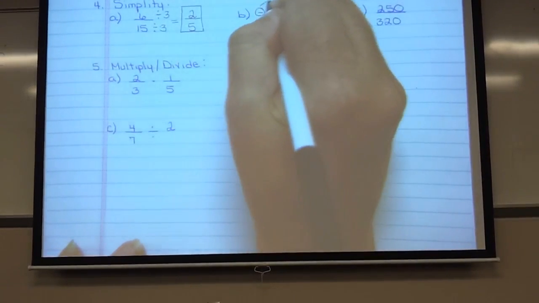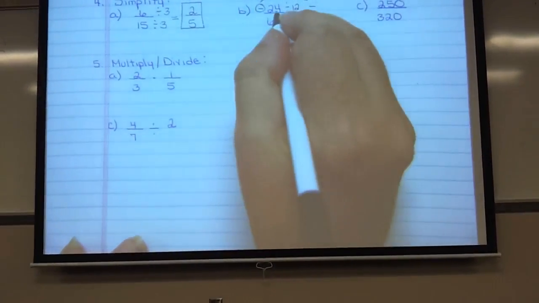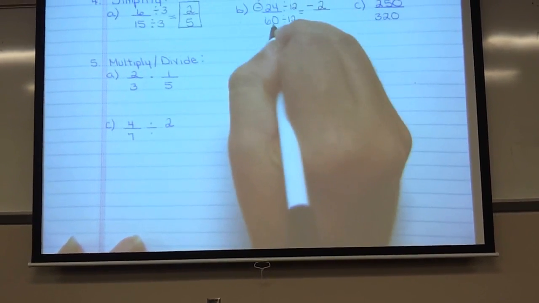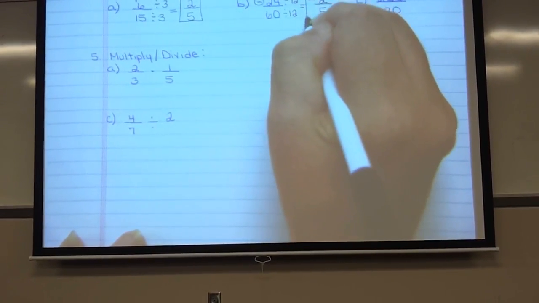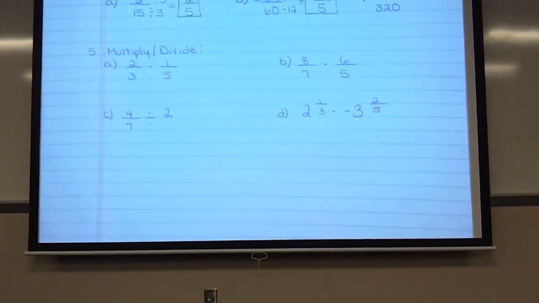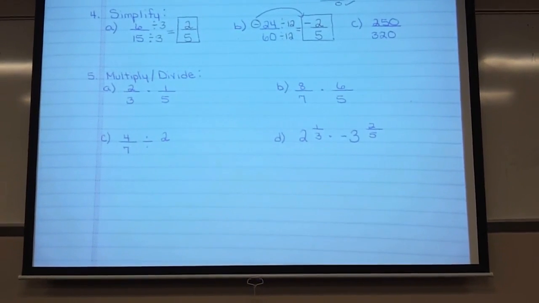Again, carry over your negative sign. Do not forget it. 24 divided by 12 is 2. Over 60 divided by 12 is 5. But if you had divided by 4, you would have had to divide again by something else and keep going until you got down to the 2 over 5.